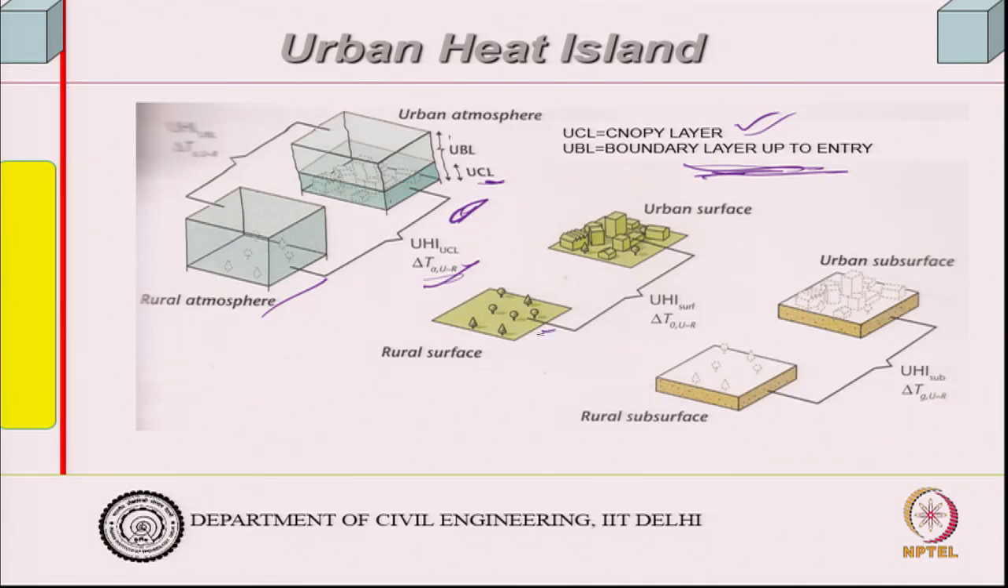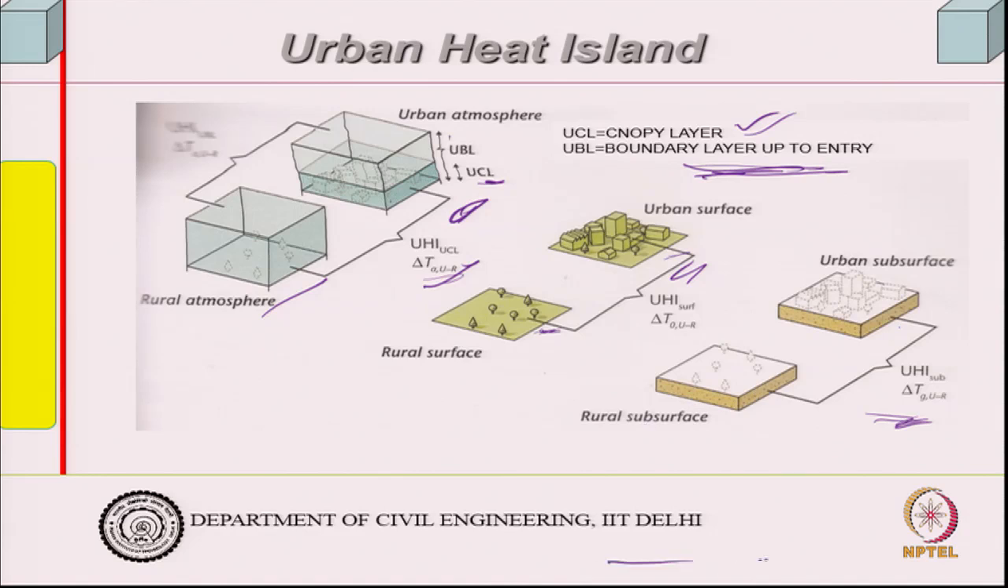Here you will have the urban heat island at the surface also, where there is vegetation here and buildings here, and in the subsurface also there will be a difference in temperature, urban minus rural, because there will be moisture you would have taken out, and so on.